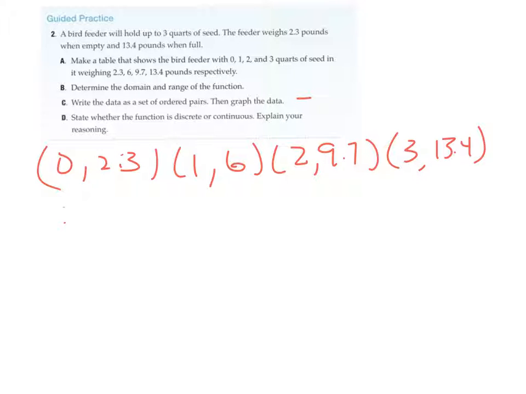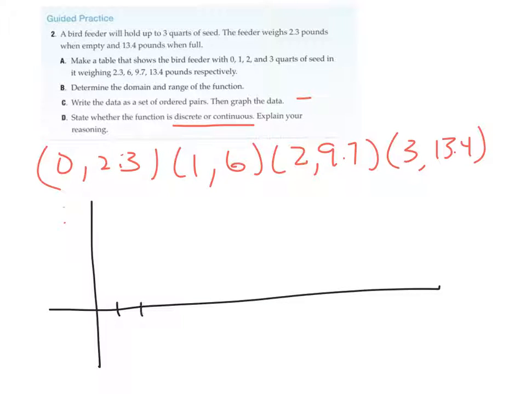And now to find out if it's discrete or continuous, we need to draw a graph. So I'm going to draw a graph. So we have 1, 2, 3, 4, 5, 6, 7, 8. And 1, 2, 3, 4, 5, 6, 7, 8. So 0, 2.3 is somewhere right in here. 1 and 6 is up here. 2 and 9.7 is up in here. And 3 and 13.4 is up here. Notice that they kind of line up and they kind of form a line. So this is continuous.